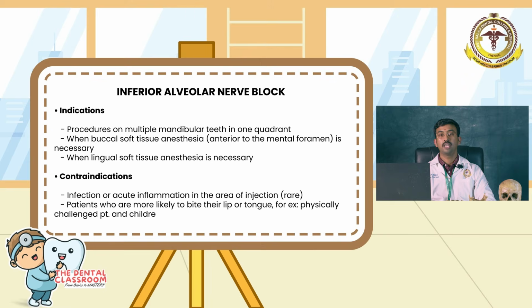The indication for inferior alveolar nerve block includes procedures on multiple mandibular teeth in one quadrant when buccal soft tissue anesthesia is necessary anterior to the mental foramen and when lingual soft tissue anesthesia is necessary. Contraindications: infection or acute inflammation in the area of injection, patients who are likely to bite their lip or tongue like physically challenged patients or children.